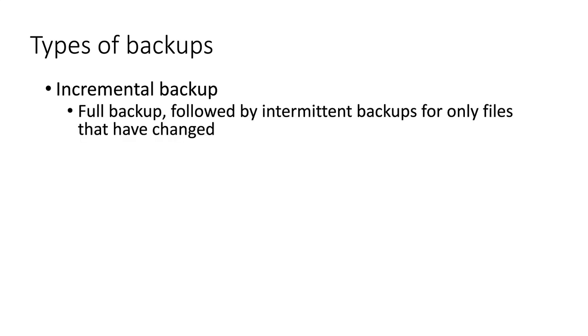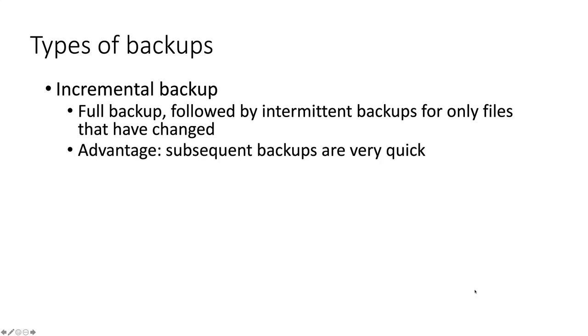So let's look at two types of backups. There are more types of backups. Let's look at the most important ones. There's something called an incremental backup, and that is you have one full backup of everything you want to back up from your hard drive, and then that's followed by intermittent backups for only the files that have changed since your last backup. The advantage is that subsequent backups are done very quickly. It doesn't take much time because only the files that have changed are backed up. The disadvantage is I don't see any.